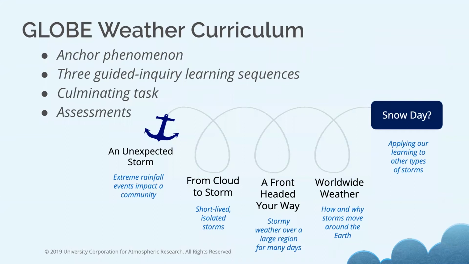When we look into our curriculum, you can see that it's organized around these different sections or chunks. We have an anchor phenomenon, which exposes us to an unexpected storm. So something that happens that's not easily explainable, an extreme rainfall event. We think about how that impacts a community.